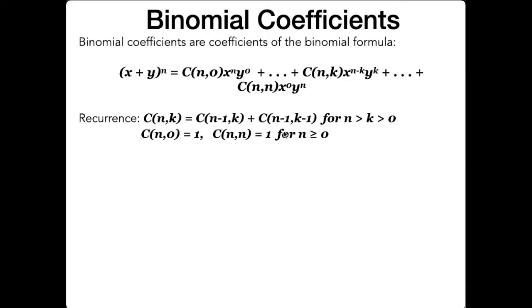Why is the recurrence formula like this? If I chose the first element, I will have to choose k minus 1 out of the n minus 1 remaining. And then for this case, I didn't choose the first element. So I will have to choose k out of the remaining n minus 1. So that's the reason why this is how it's computed.